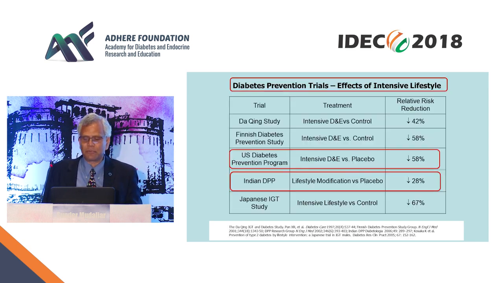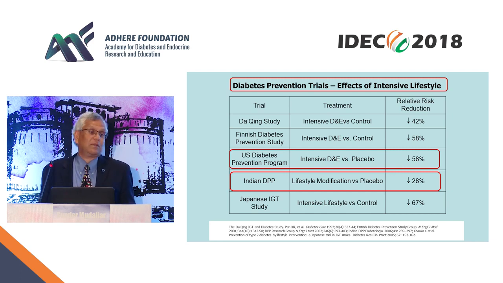How do we treat them? And these are all the intensive lifestyle studies. You can look at Da Qing, Finnish. I was part of the US Diabetes Prevention Program: 58% reduction in progression to diabetes. I'll talk about the Indian Diabetes Prevention Program, which Mohan did, and the other studies.